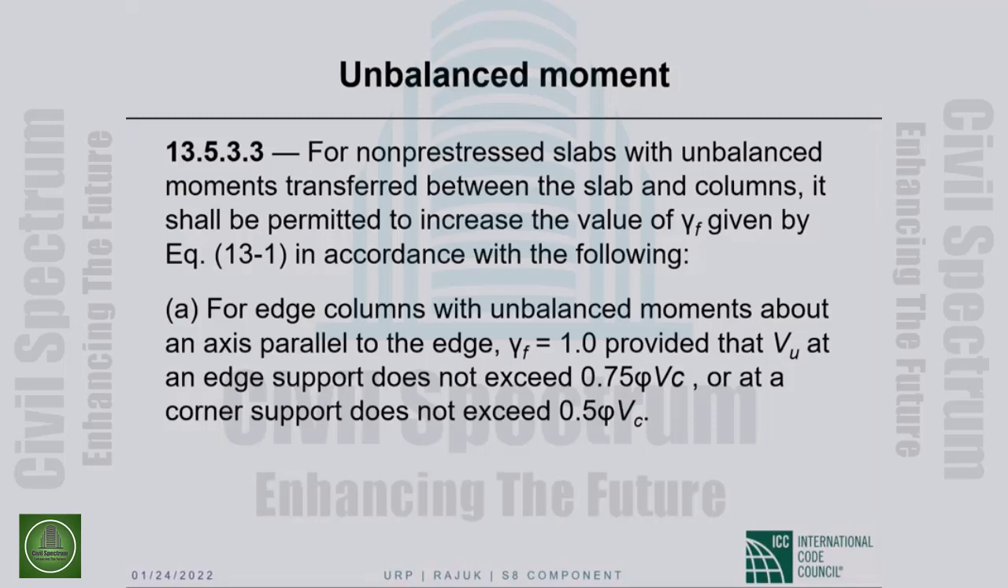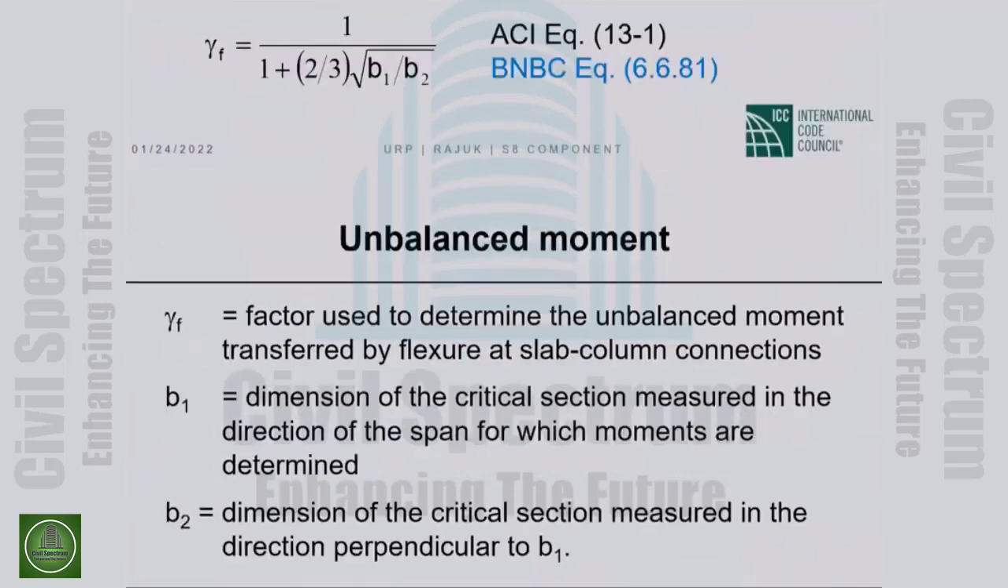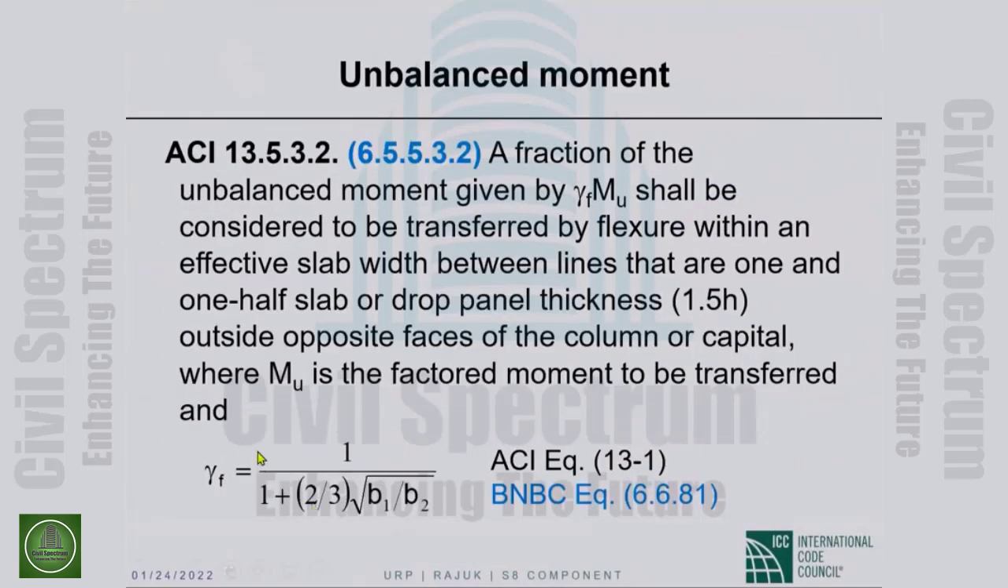Okay, so for pre-stressed slabs with unbalanced moments transferred between slab and columns, it shall be permitted to increase the value of gamma sub F in accordance with the following. Gamma sub F by this expression comes to 60% for square columns. If it is a rectangular column, you may calculate 62%. It's around 60% by flexure, 40% by shear.